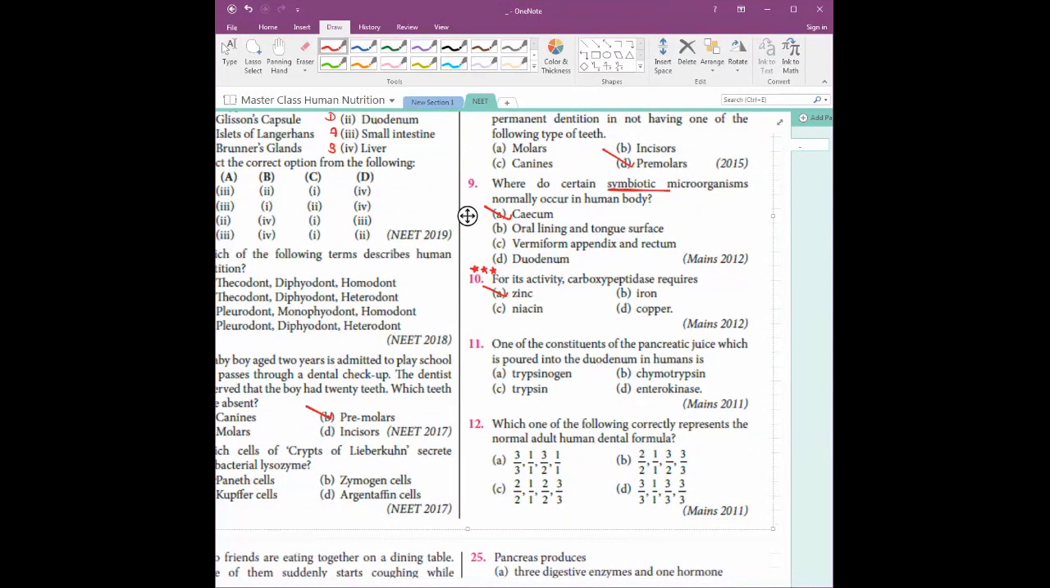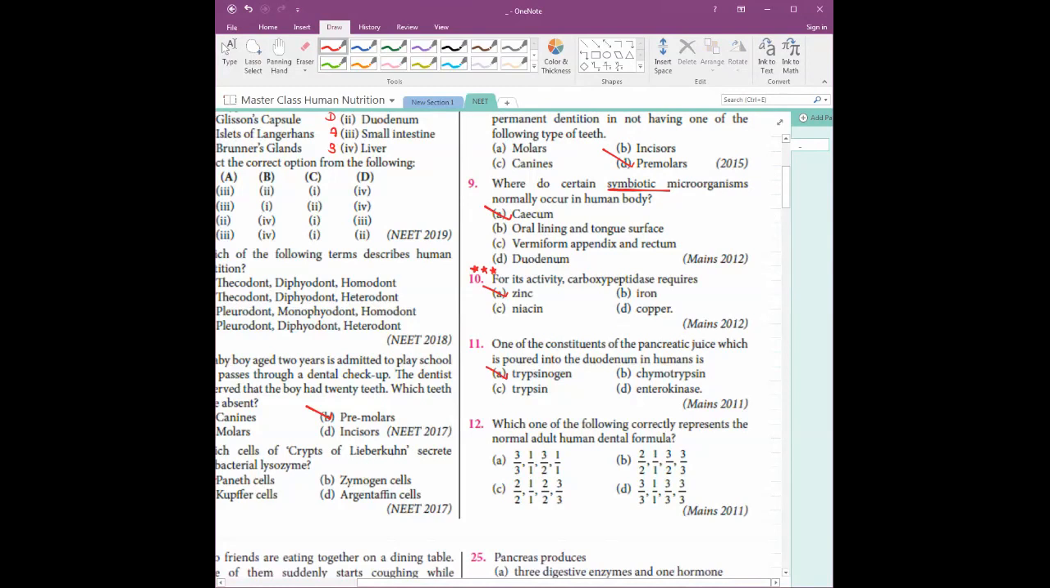All those who have given me answer as A are actually right, guys. Because when we talk about your duodenum, what is the duodenum going to receive? It is going to receive your pancreatic juice, and in that we have your trypsinogen. Trypsinogen gets converted into trypsin. So that trypsinogen is going to be poured. Okay, no problem, Darshanita.